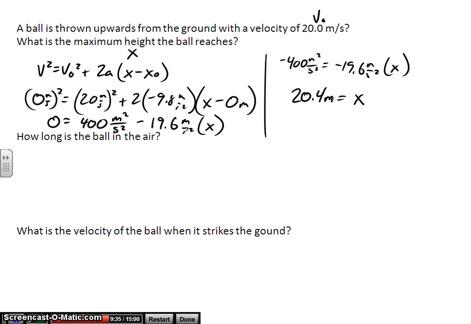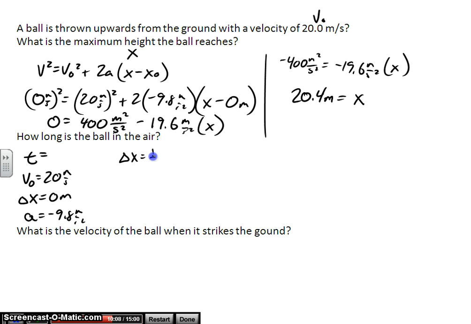So we got another one. How long will it be in the air? Now we want time. Time, initial velocity, positive 20 meters per second. At the top, how long is the ball in the air? The ball goes up and comes down. So my change in position is 0. And we still know gravity. So there's only one way to go this way.